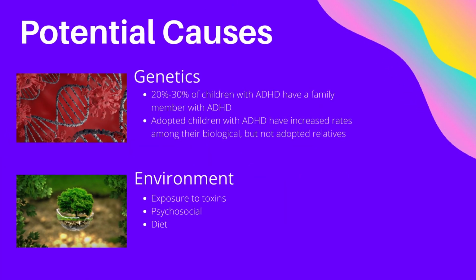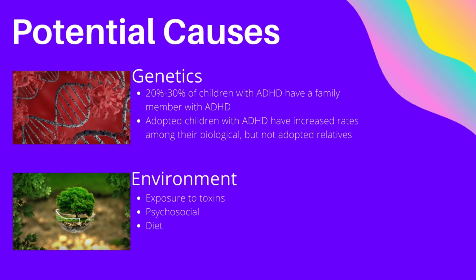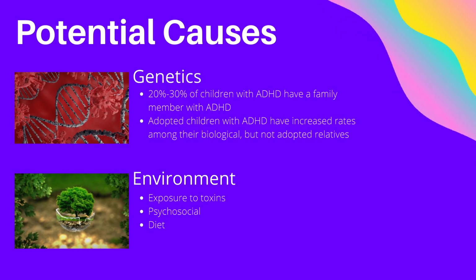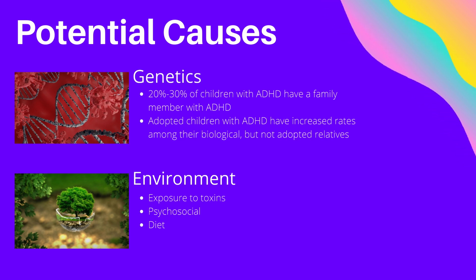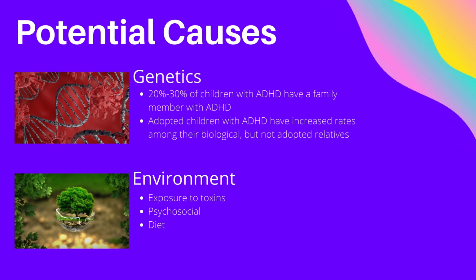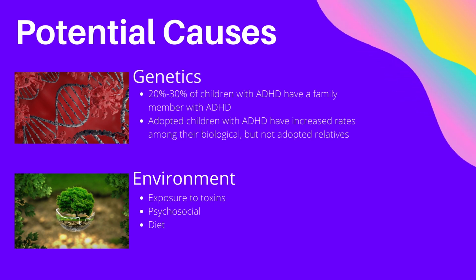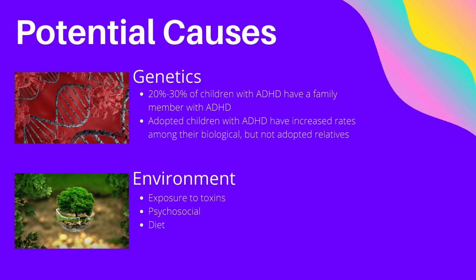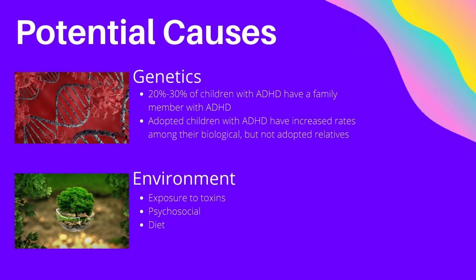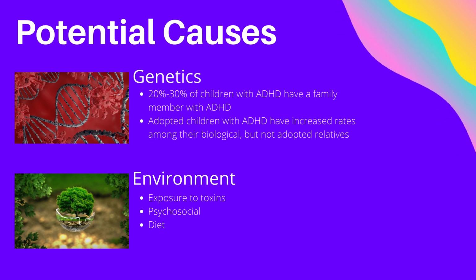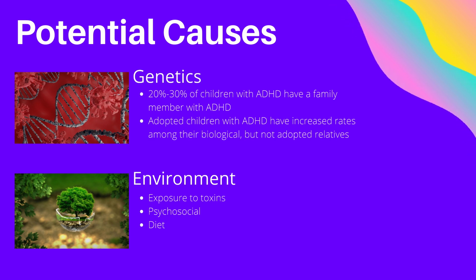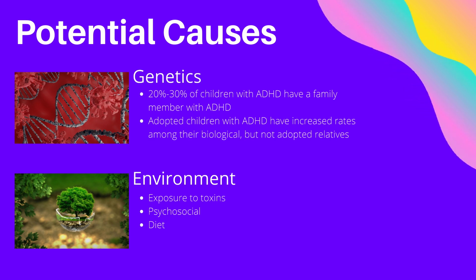ADHD has a variety of potential causes. These causes largely fall into two main groups: genetic and environmental. Genetics play a major role in the development of ADHD, with 20% to 30% of children with ADHD also having a family member affected. Environmental factors also contribute and often work in conjunction with genetic factors. Environmental factors can include psychosocial, such as family relationships and prenatal exposure to drugs or alcohol, dietary, as well as exposure to toxins such as lead.